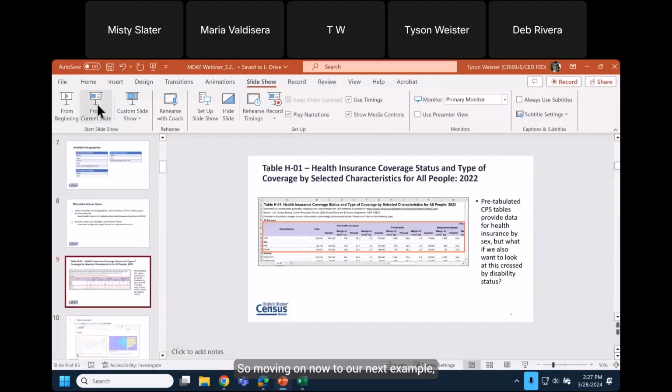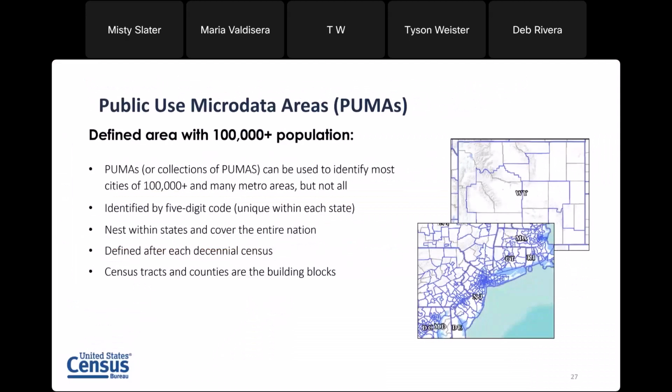Great, so moving on now to our next example. Before I dive into it, I wanted to give a little bit of background information about this geography called Public Use Microdata Areas, or PUMAs. So these are statistical areas of about 100,000 people, maybe more, and they cover the entire country. They fit neatly within state boundaries. They're redefined after each decennial census.